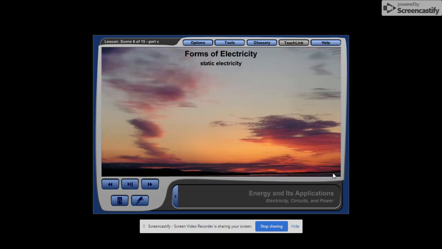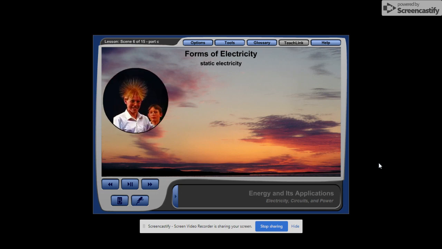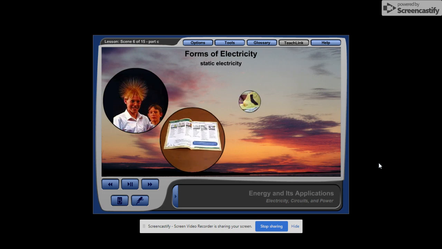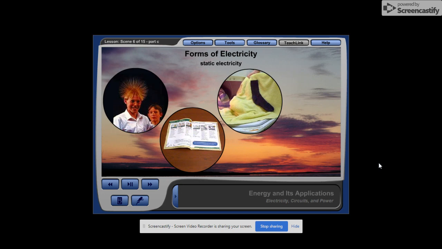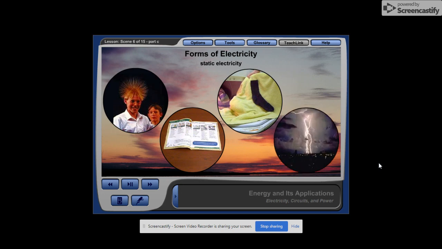You have probably had experience with static electricity. In dry weather, sometimes your hair may stick to your sweater or jacket. You may have noticed that the pages of a magazine sometimes stick together, or when your clothes come out of the dryer, they sometimes stick together. Even lightning during a storm involves static electricity.